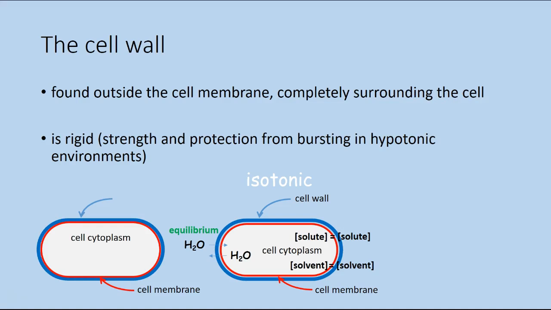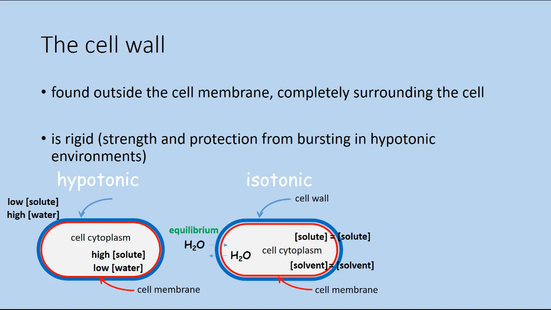However, some cells are found in a hypotonic environment. Remember that hypo means that there's less solute outside the cell than there is inside the cell. And the inverse is true for the solvent or water. Aquatic bacteria live in a hypotonic environment, so without a cell wall, osmosis will lyse the cells because of an uncontrollable movement of water inside the cells.